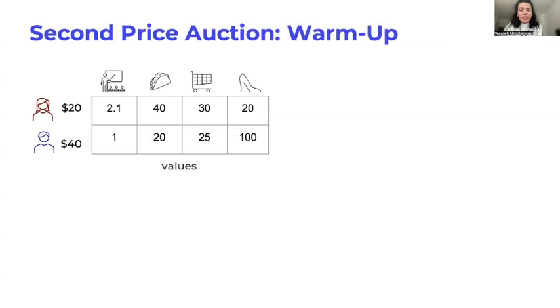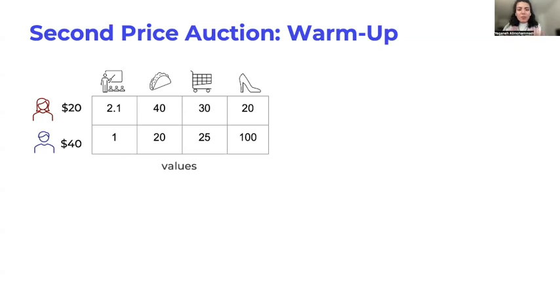The example for second price auction is very simple. It just has 2 advertisers and 4 queries. And the 2 advertisers have budgets, which are shown here. The first one with $20 and the second one with $40. And the values for each query are shown in this table.